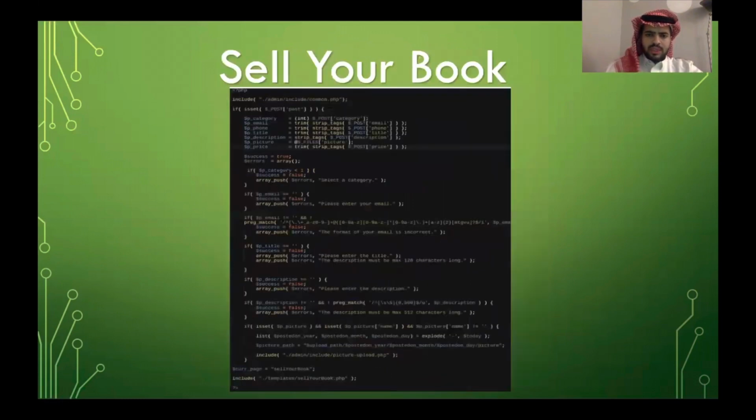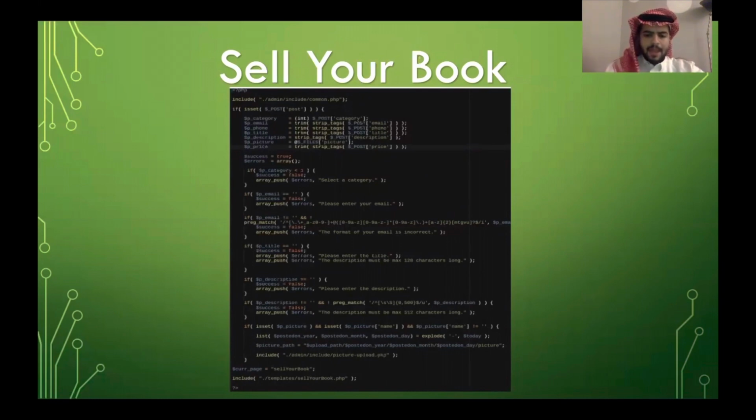The next one is sell your book. This code is responsible for the book adding function. It ensures that a book listing can only be added by a registered and logged-in user. The code also handles image insertion to the form. Lastly, inputs are restricted to certain character limits to prevent database errors.